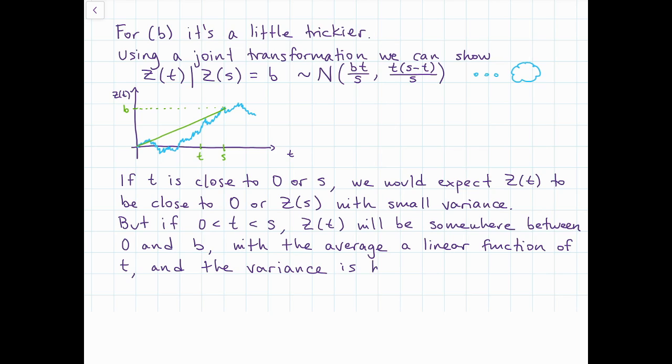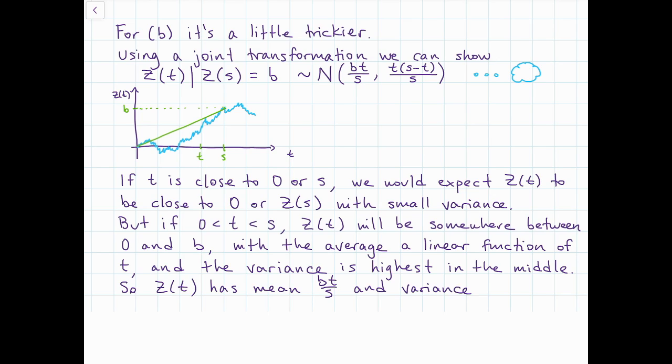And the variance, of course, is going to be the largest when t is right in the middle between 0 and s, and it'll get smaller when it gets closer to those endpoints. So hopefully that makes some logical sense why z of t is going to have a mean of b times t over s and a variance of t times (s minus t) over s. So the mean is proportional to how far along that time interval we've gone, and of course proportional to b. And the variance is going to be a function that's highest in the middle, so this is maximized when t is half of s, and smaller at those endpoints, close to 0 and close to s. Again, I will prove this in a separate video if you like, but this is a good logical explanation.